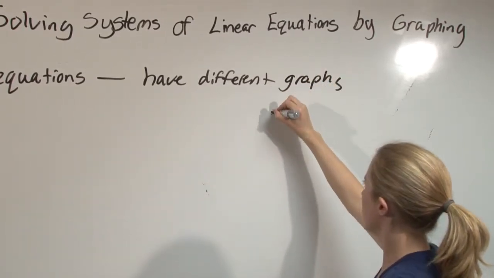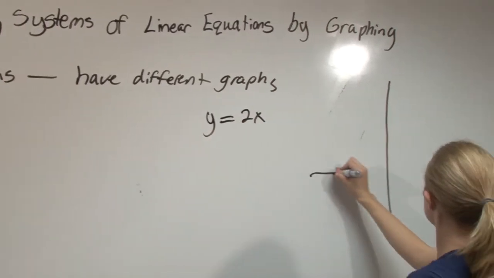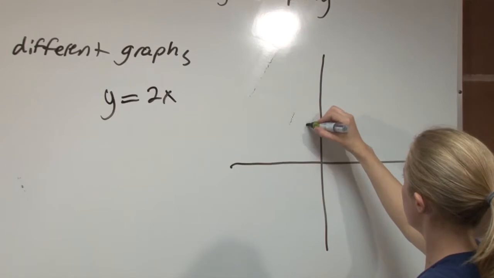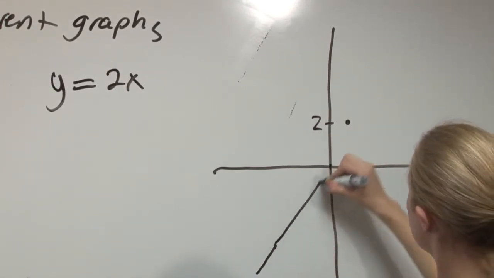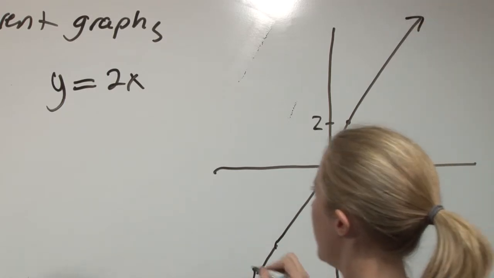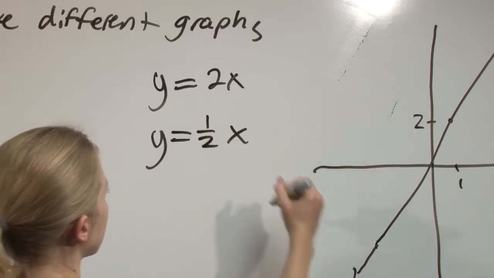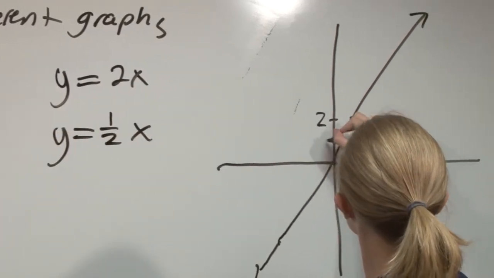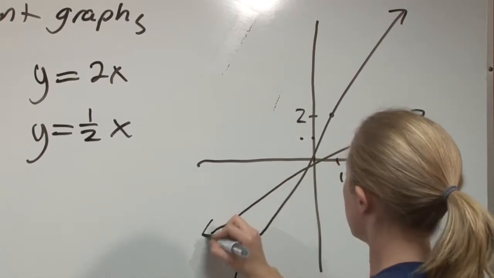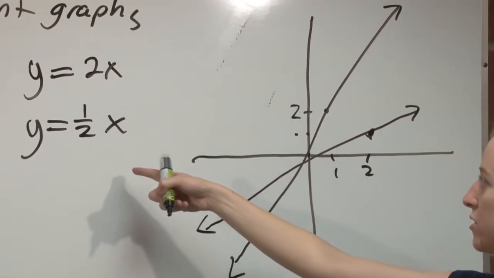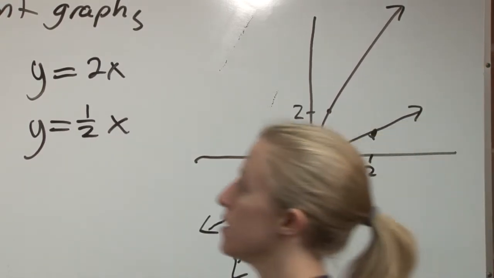So like y equals 2x. It's going to go through the origin. Here's going to be a line like that. Now, y equals 1/2 x is a different line. So these equations are independent because they represent different lines with different graphs.